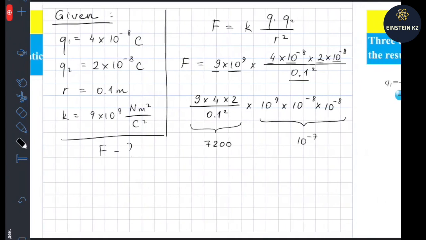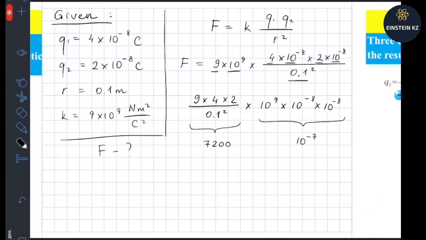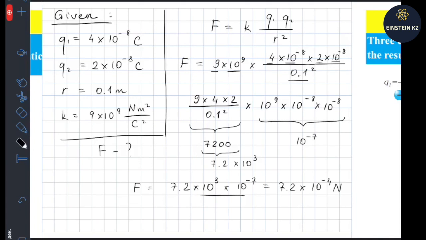Okay, and if we continue writing this, we can also write this 7,200 as 7.2 times 10 to the power of 3. That's why we can write the force as 7.2 times 10 to the power of 3 times 10 to the power of minus 7. If we cancel these two numbers, we will have 7.2 times 10 to the power of minus 4 newtons. Okay, this is the first example of how to solve this kind of problem.